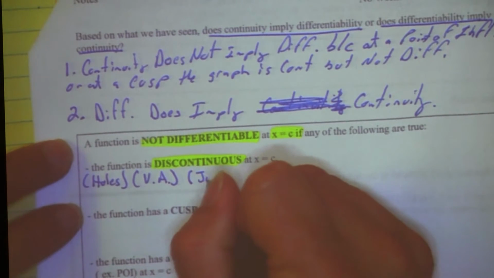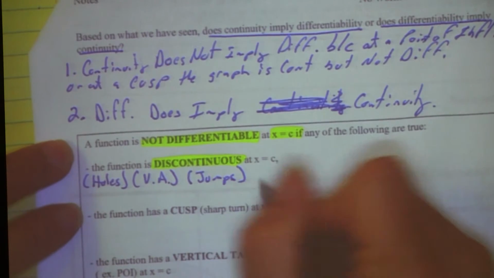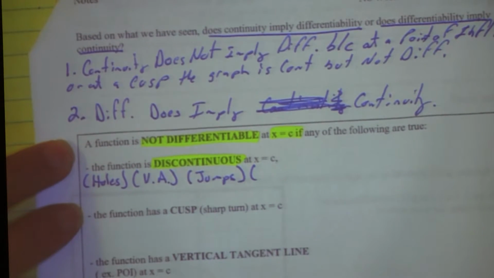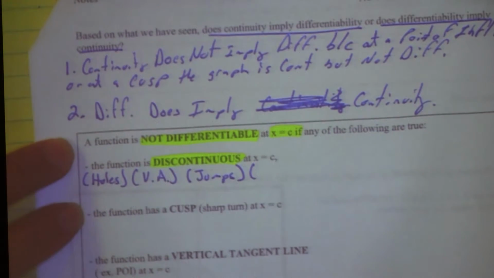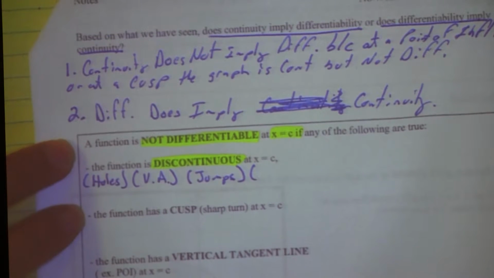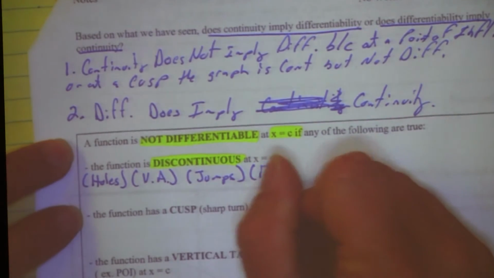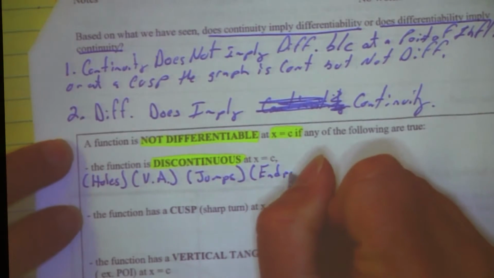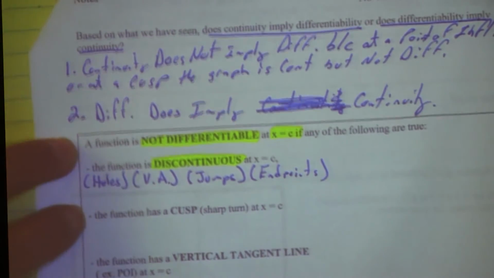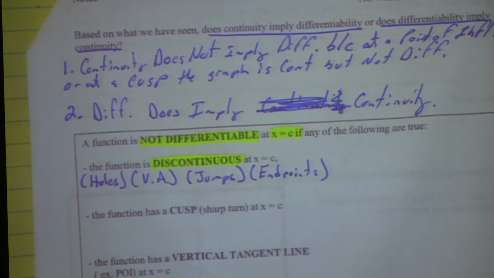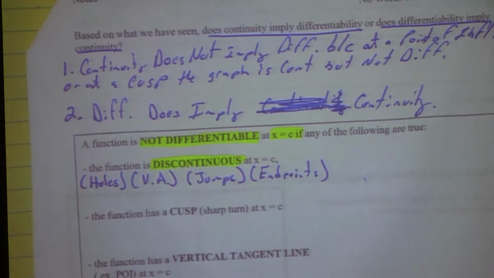Okay, you want me to put jumps? Okay, jumps. Where else? Where do the math purists believe that a function is not continuous? At an endpoint. Right? Okay, so those are all places where something would not be continuous. Do I need to draw examples for you? No? If you need examples, you can draw them here. That's why I left that space.